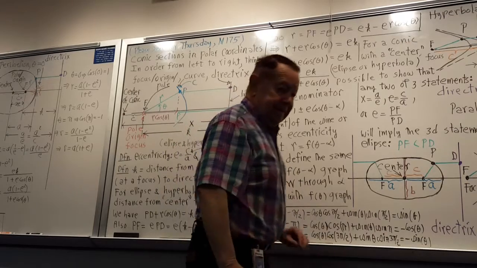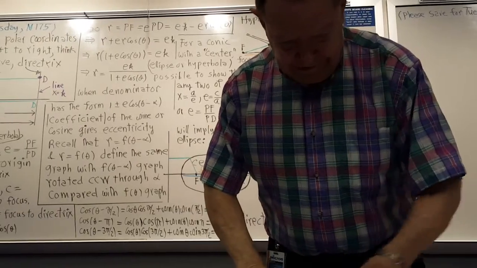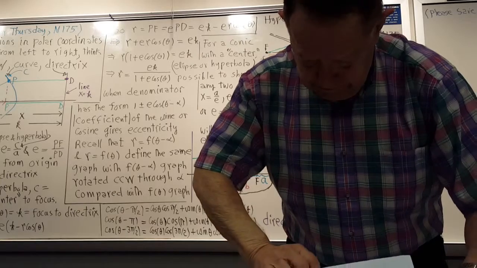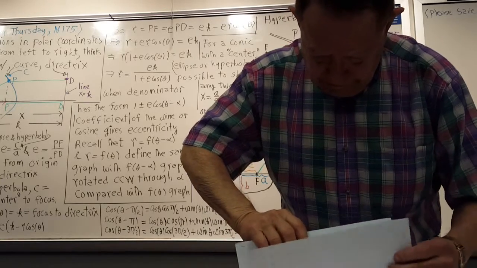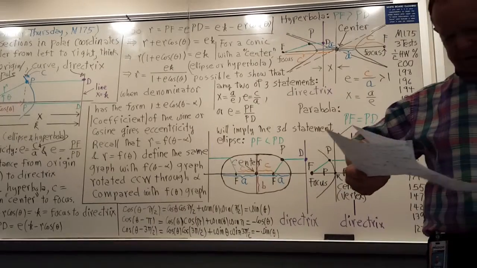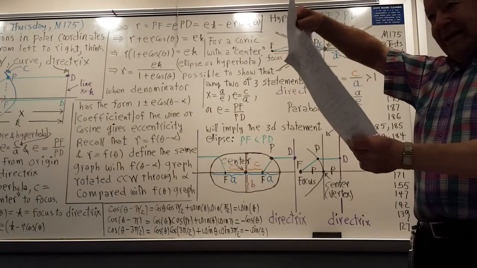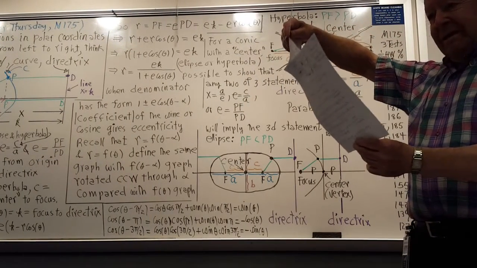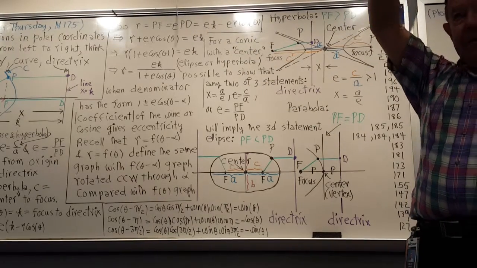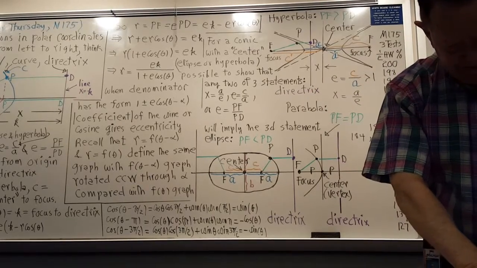And in the handout that you have, just a second here. Turn the page, and if you look at the top picture, I have the pole, and then I have the curve.